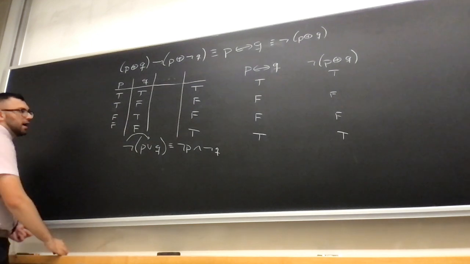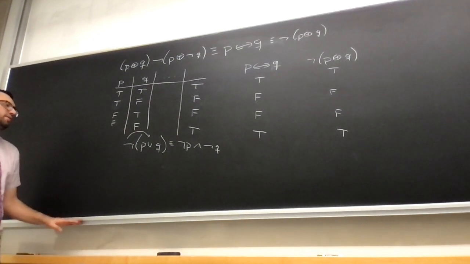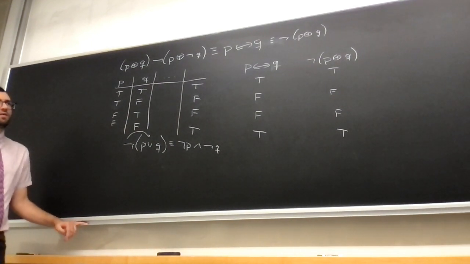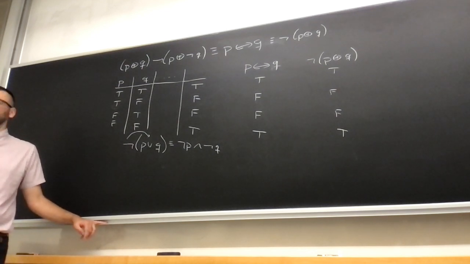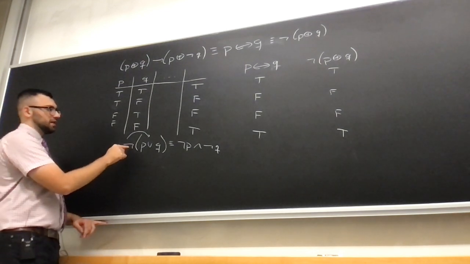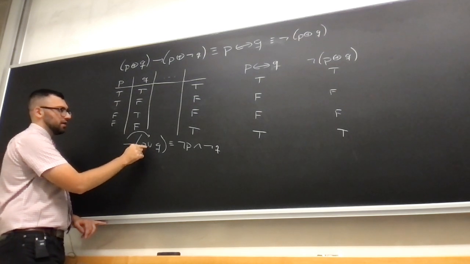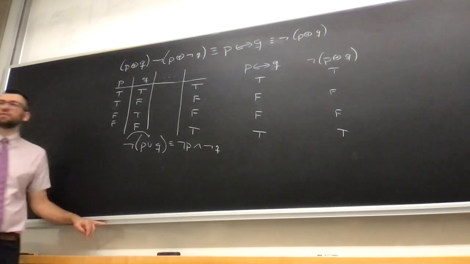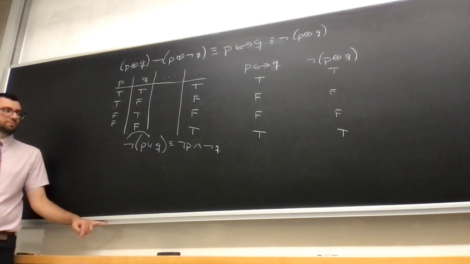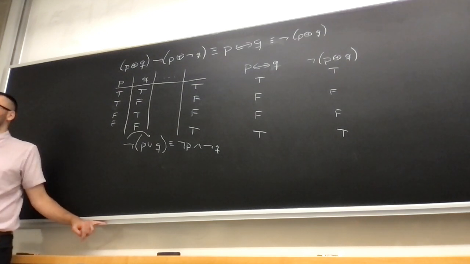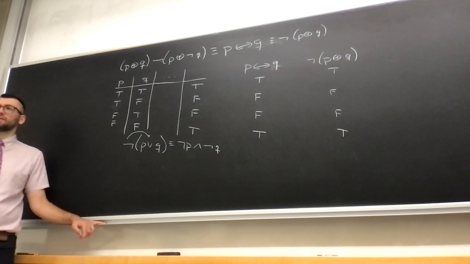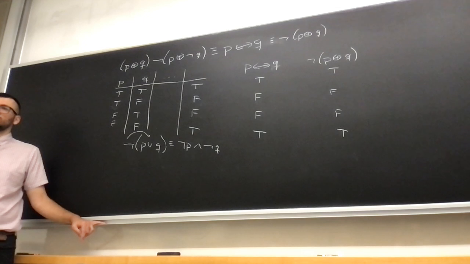So let's say that P is that you have a dog, and that Q is you have a cat. So this statement here says it's not true that I have a dog or a cat. So I don't have a dog or a cat, right? That's the same thing as saying I don't have a dog and I don't have a cat, right?